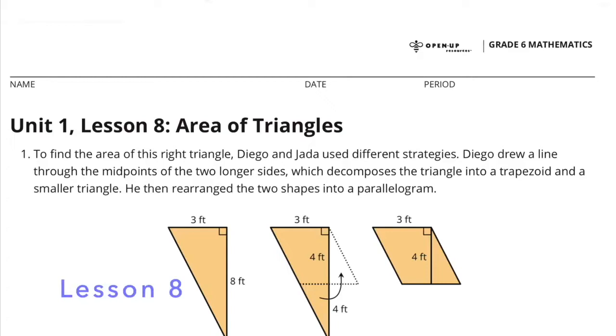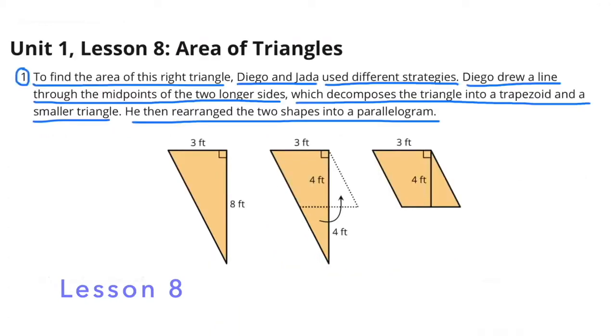Unit 1, Lesson 8, Area of Triangles. Number 1. To find the area of this right triangle, Diego and Jada used different strategies. Diego drew a line through the midpoints of the two longer sides, which decomposes the triangle into a trapezoid and a smaller triangle. He then rearranged the two shapes into a parallelogram.